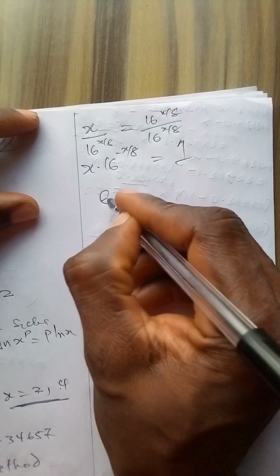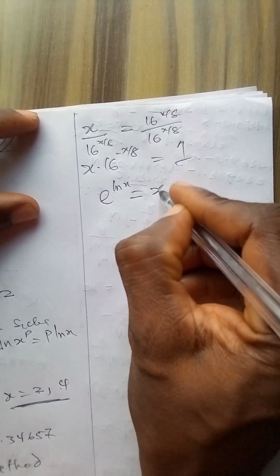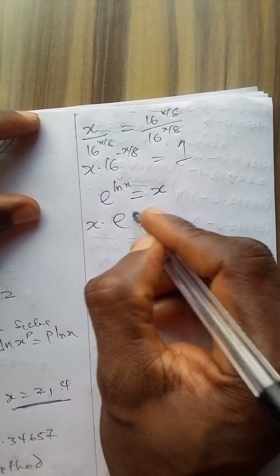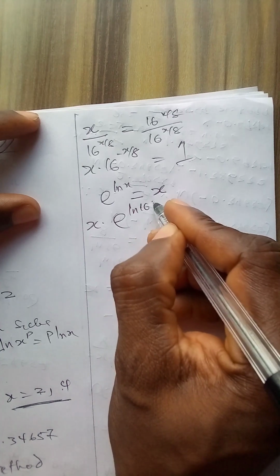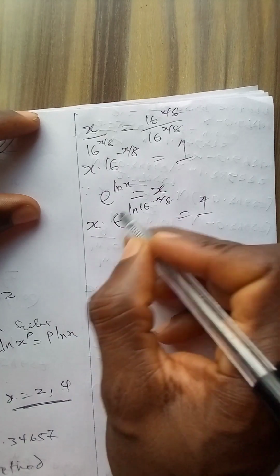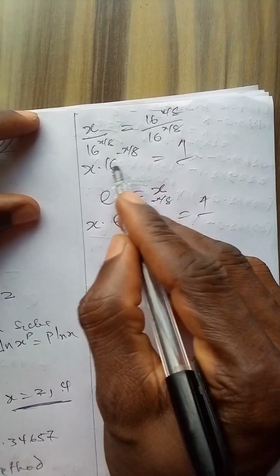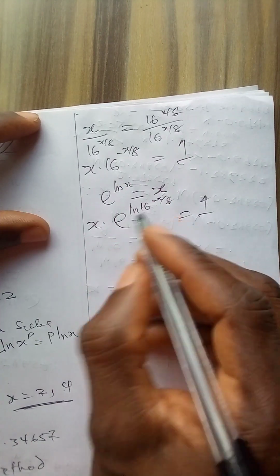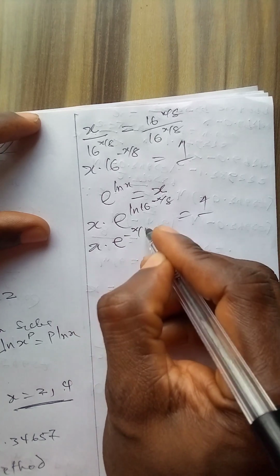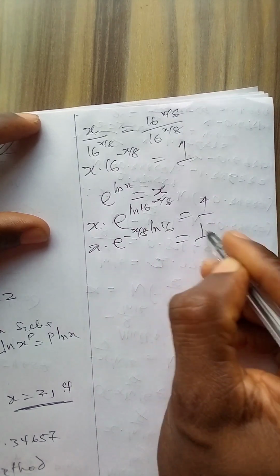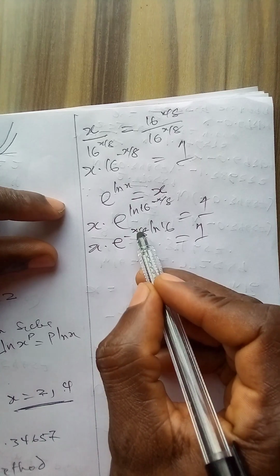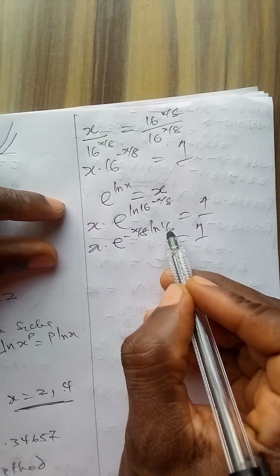Let's remember that e to the power ln x is the same thing as x. So I'll now need to rewrite this one as x times e to the power of minus x over 8 times ln 16, is equal to 1. I am not multiplying both sides by this factor or by this function. Rather, I'm rewriting this as this. So in the power of the exponent, I have minus x over 8 ln 16.